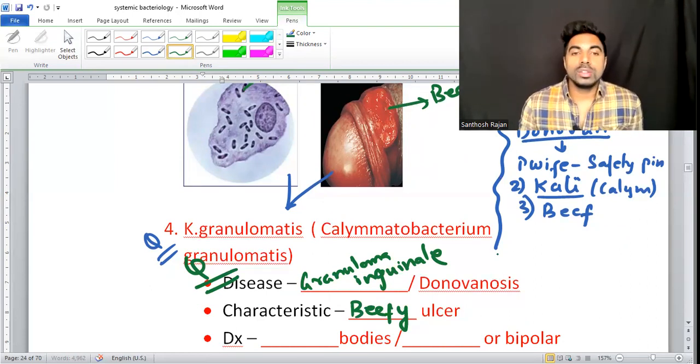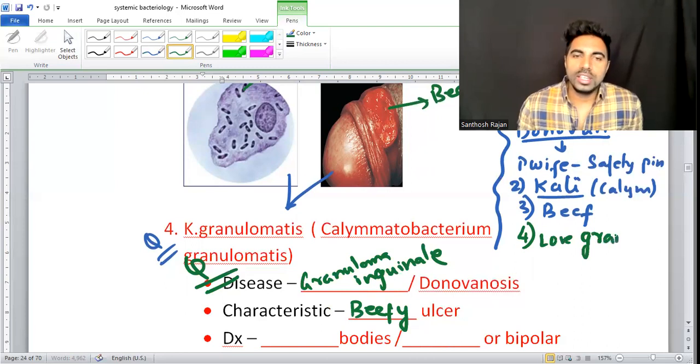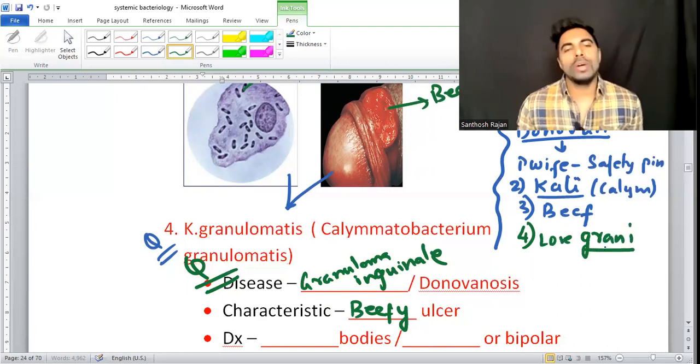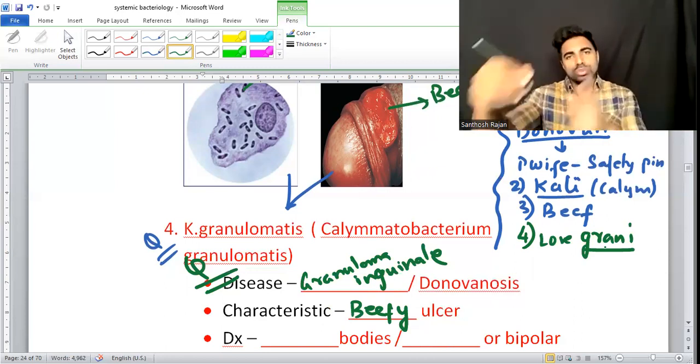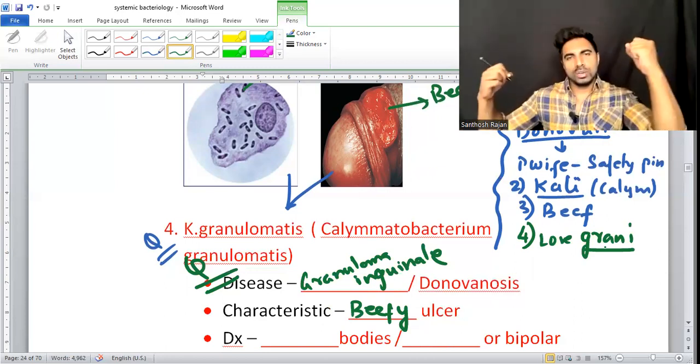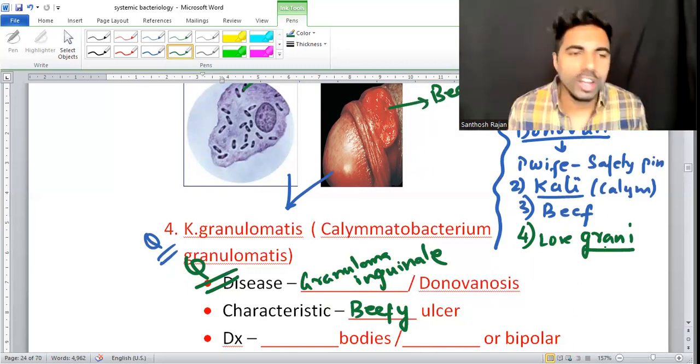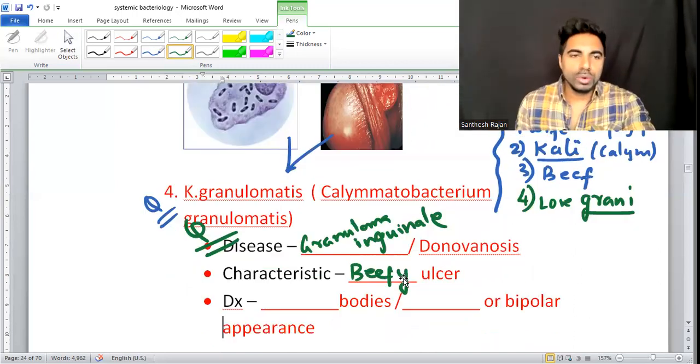If you still can't remember that, then look. What do we know about Donovan? He loves his granny. So granulomatis, Klebsiella granulomatis. He likes his grandma, granny, granulomatis. He likes his wife, so he gives a safety pin. He wants to become like Kali, and the reason is that he eats beef. So you get a beefy ulcer. Okay, got it? Fine. Now, what are the bodies?